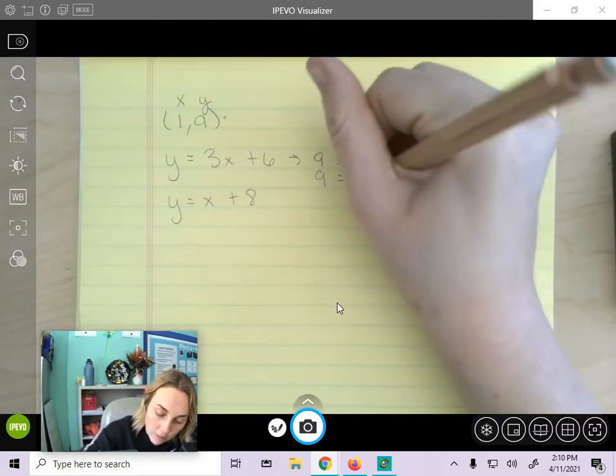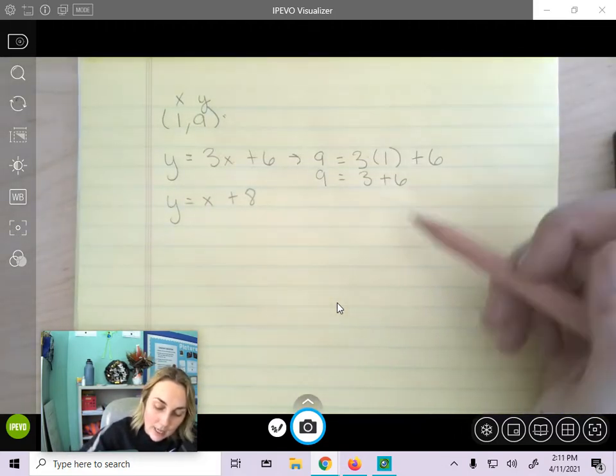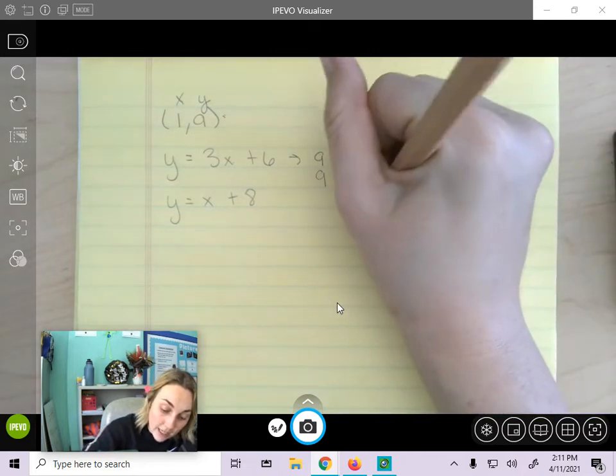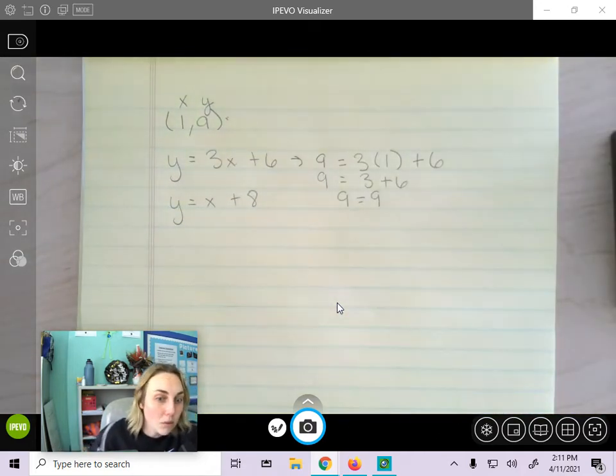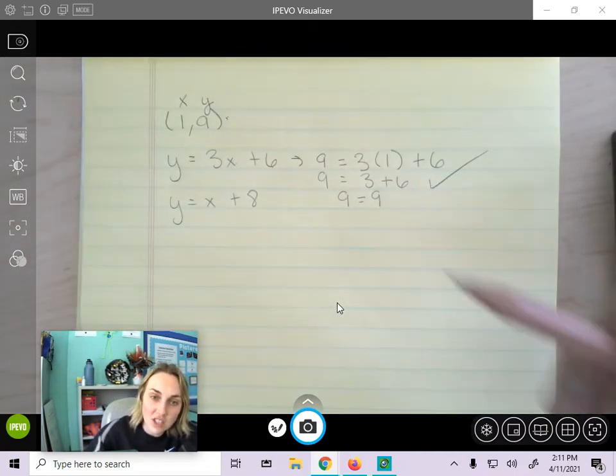3 times 1 is 3, and I'm going to bring down this plus 6. 6 plus 3 is equal to 9. So in this case, 9 is equal to 9. Therefore, it's a solution to that equation.